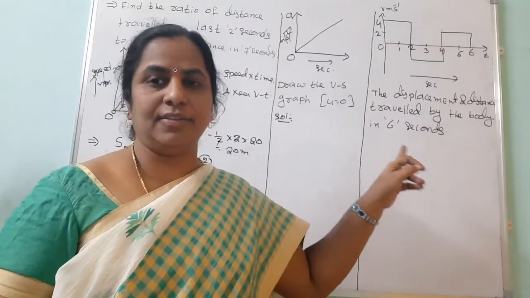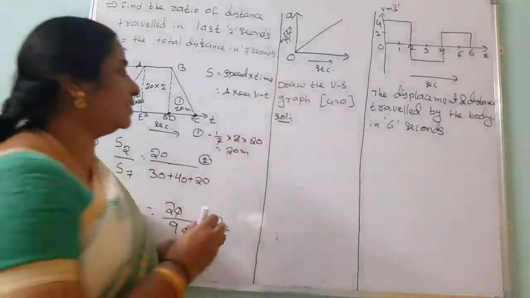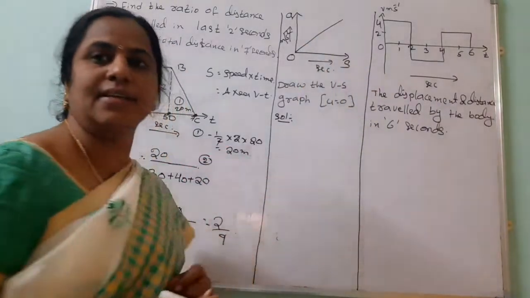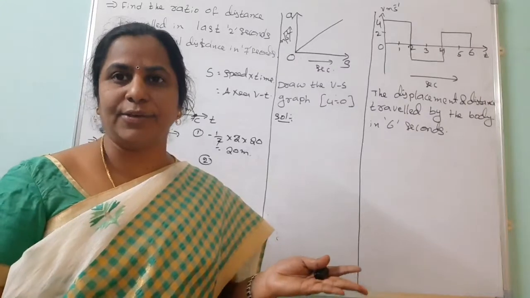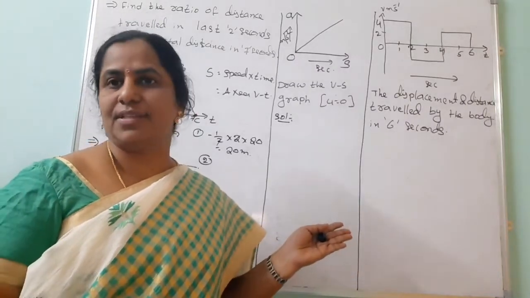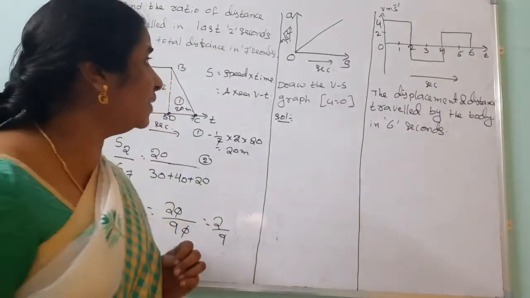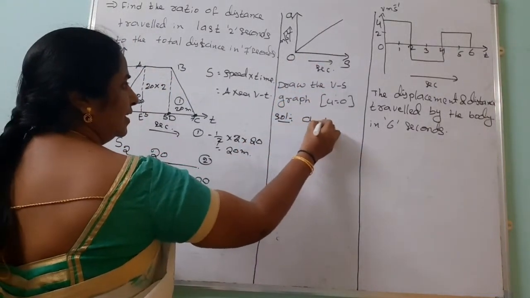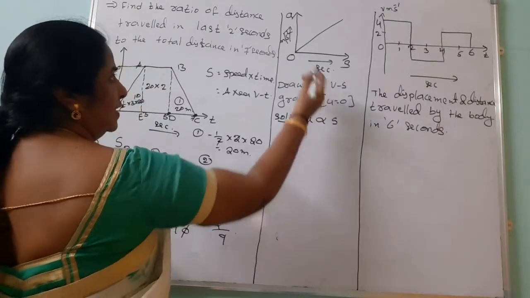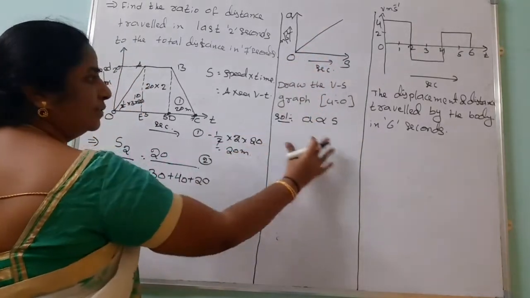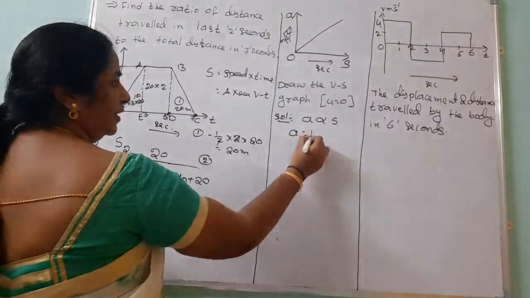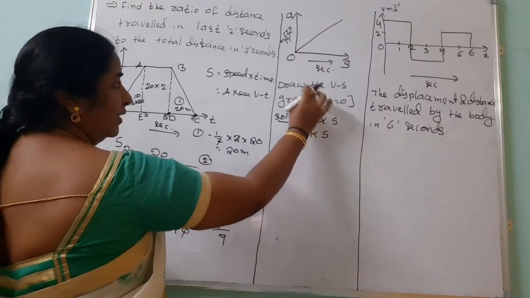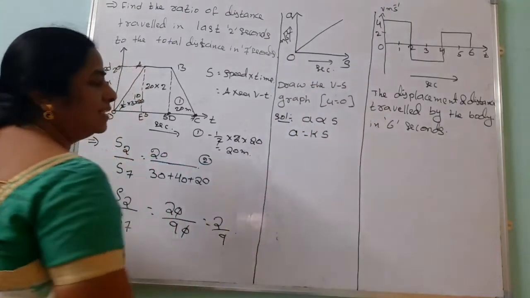In this given graph, distance is on the x-axis and acceleration is on the y-axis. This is uniform motion, so distance and displacement are the same. How do we relate acceleration and distance from this graph? Here acceleration is directly proportional to displacement because it is a straight line passing through the origin. So we get a constant: a equals kx. The question is to draw the velocity versus displacement graph from this graph.